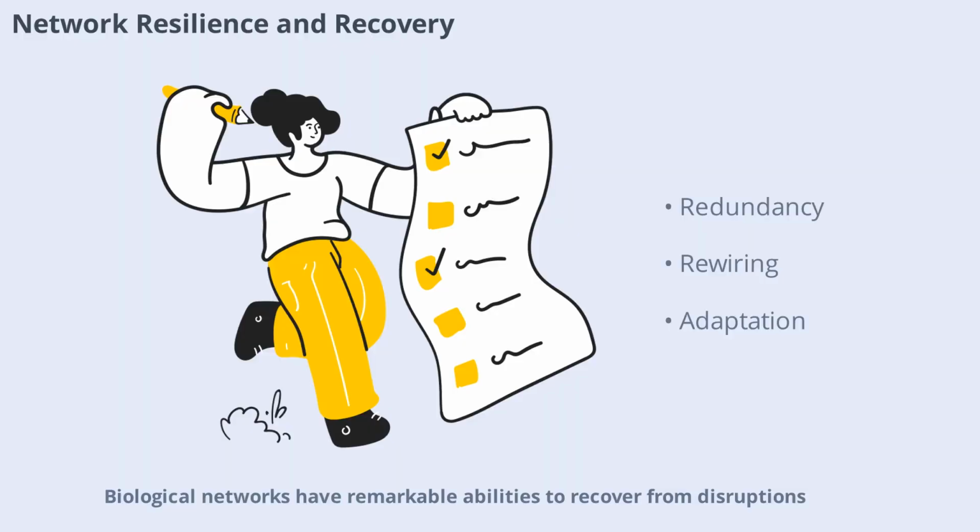Biological networks have remarkable abilities to recover from disruptions. Through processes like redundancy and rewiring, networks can restore lost functions and adapt to new challenges. This resilience is a key factor in the survival and evolution of life.